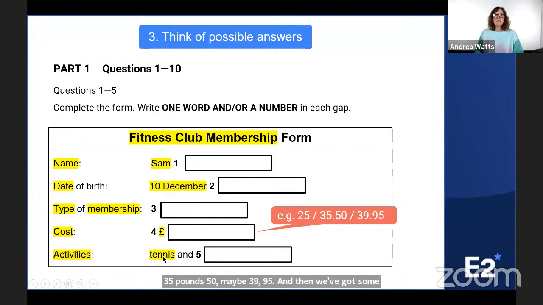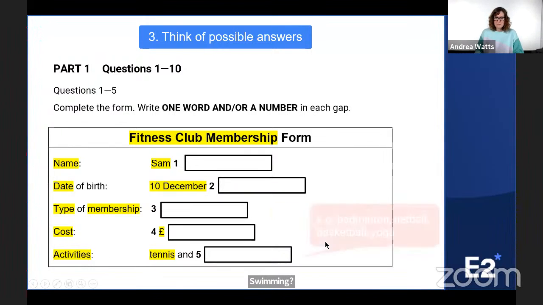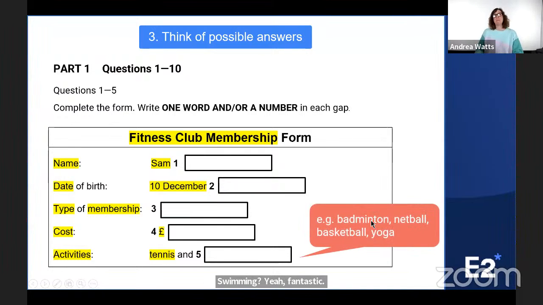What kinds of activities might people do in a fitness club? Type your answer in the chat box. What are some activities that we might listen for? Pilates, great. Yes, the gym or cardio, absolutely. Badminton, great. Jogging, yep. Swimming, yep. Fantastic. So I came up with badminton, netball, basketball, yoga. These are all great possible answers.